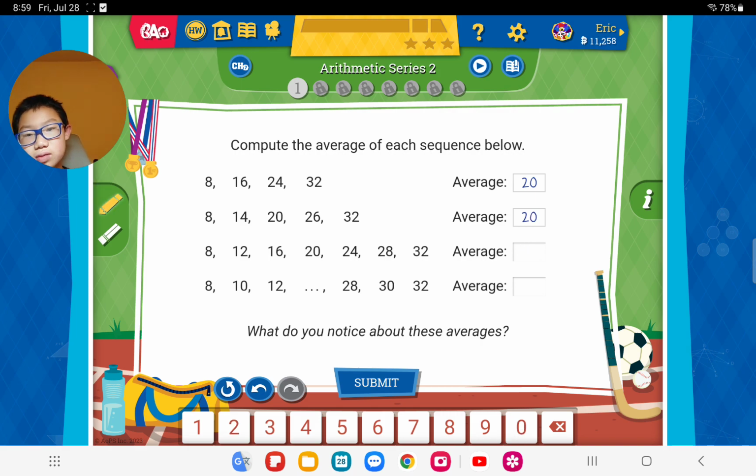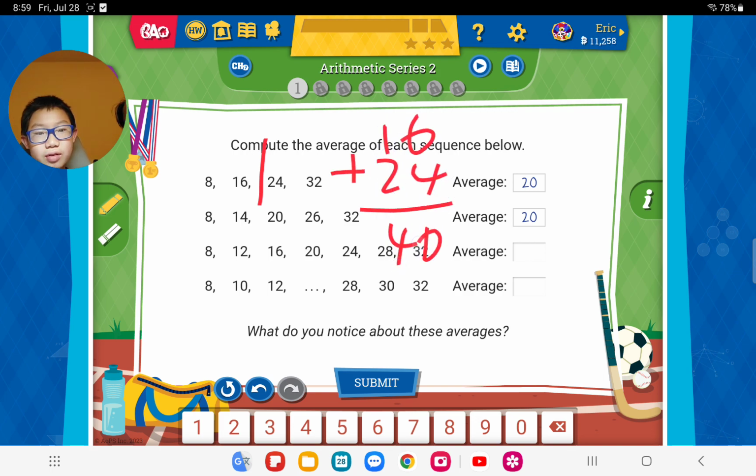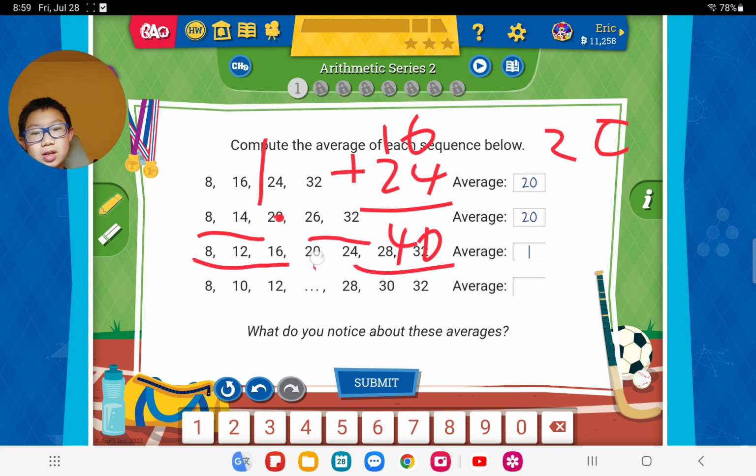Okay, for this one, the middle is 16 plus 40 divided by 2. To equal 40, then divided by 2 is 20. But this one, there are 2 words on this and 2 words on this, so there's 20 here. There are 3 words here and 3 words here, so there's also 20.